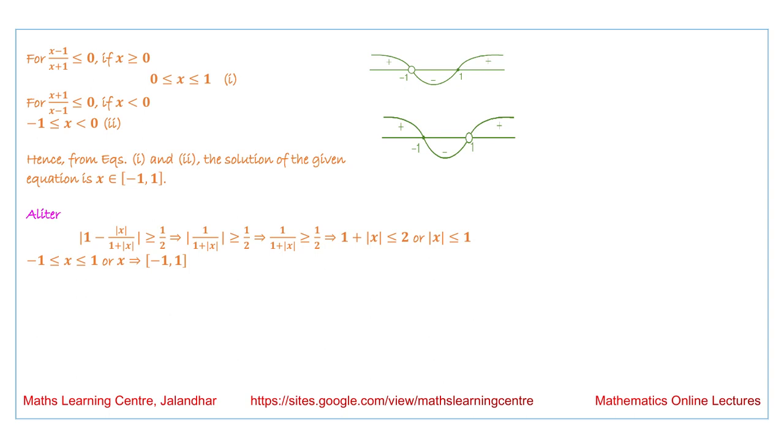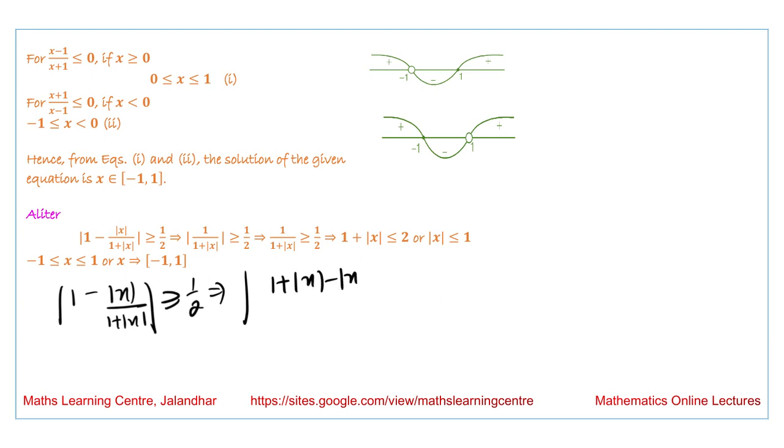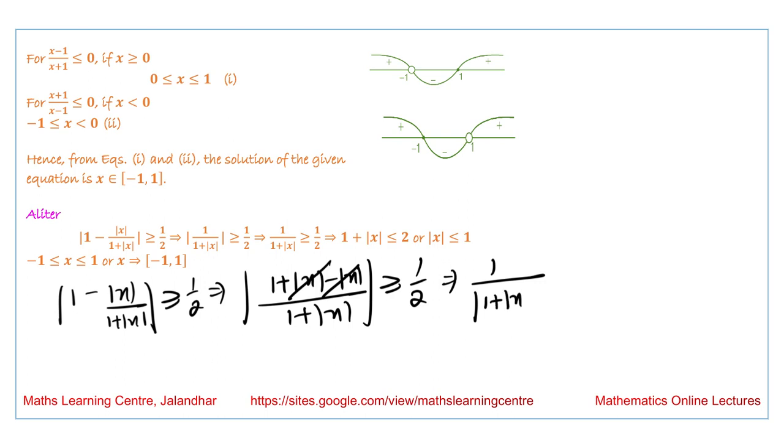Another way to solve these kinds of problems: the question that was given to us is (1 − |x|)/(1 + |x|) ≥ 1/2. So this implies (1 + |x| − |x|)/(1 + |x|) ≥ 1/2. These terms cancel, so 1/(1 + |x|) ≥ 1/2.